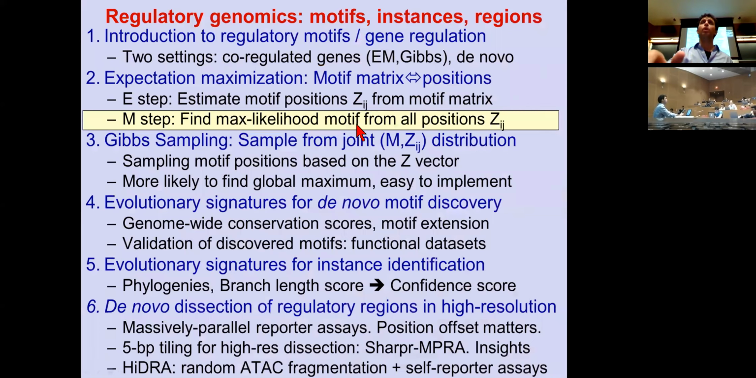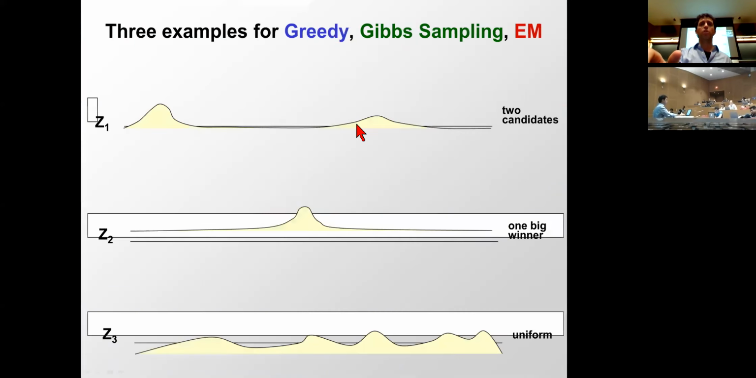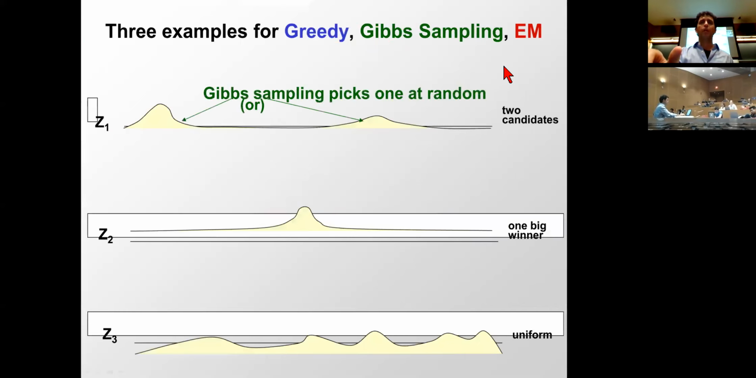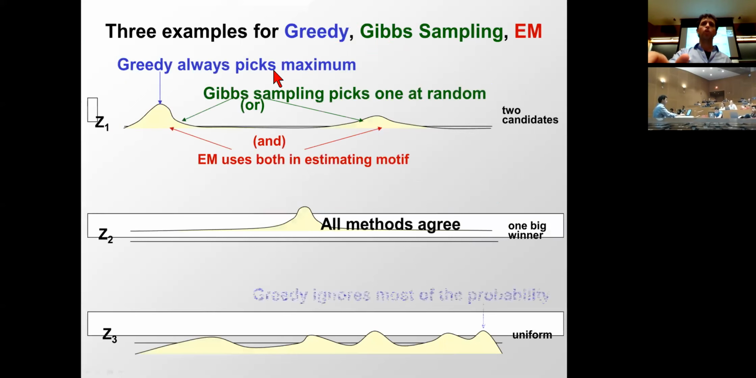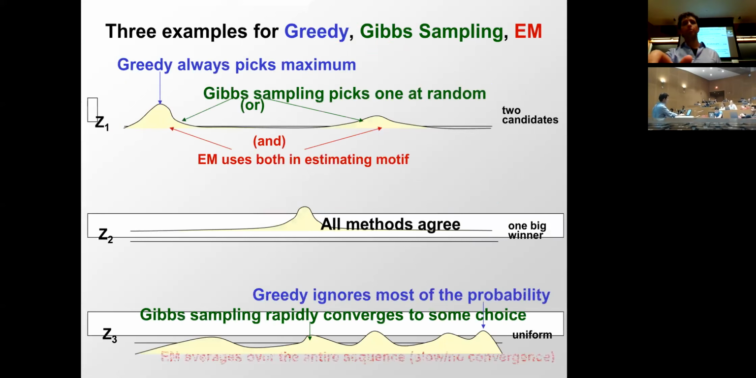What about the M step of inferring the motif from those positions? As I mentioned earlier, there are three different approaches: the greedy approach, the Gibbs sampling approach, and the expectation maximization approach. Gibbs sampling only picks one at random. Greedy always picks the maximum. And then expectation maximization averages everything weighted according to their probability. So in this particular example, greedy will always pick the maximum. In this particular case, all methods more or less agree because there's really only one maximum.